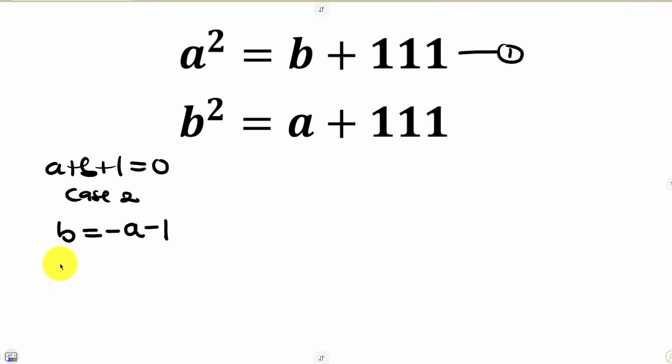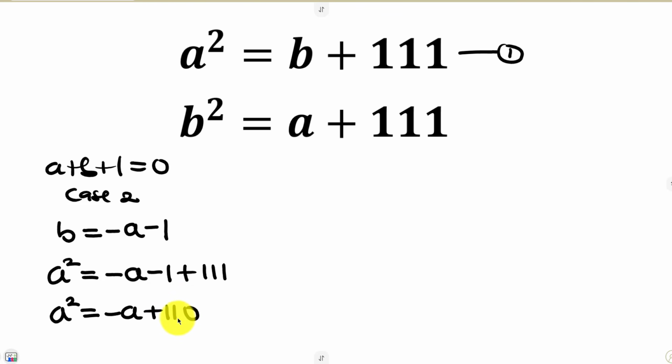Very good. So we have a squared equal to b. So in place of b, I write negative a, negative 1, plus 111. So simplifying, we have a squared equal to negative a. Negative 1 plus 111 is plus 110. Good. Now let's move everything to one side.